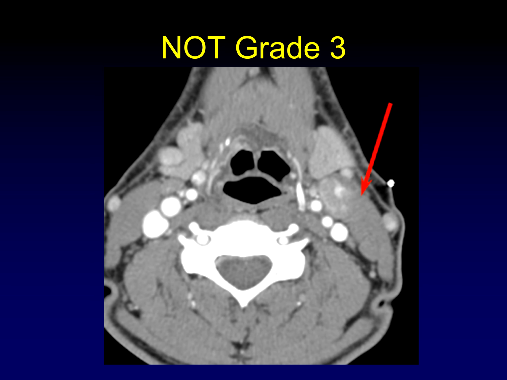So here's an example of not grade 3. Yes, we have the loss of the fat plane between the node and the sternocleidomastoid muscle, but we don't have definitive tumor within the organ, within the muscle itself. I would call this probable grade 1, maybe not, but probable isn't good enough, so it doesn't matter. We're not going to upstage this patient on the basis of this CT finding. This has to be considered no evidence of iENE.